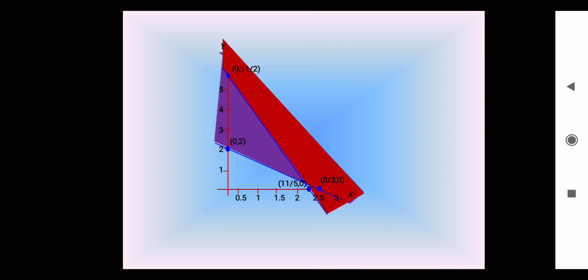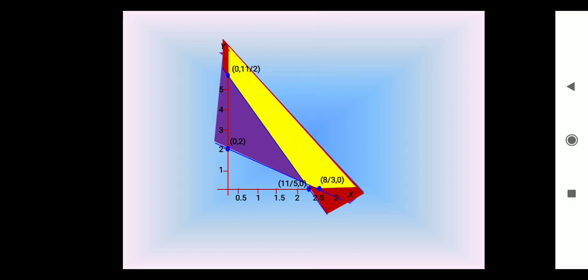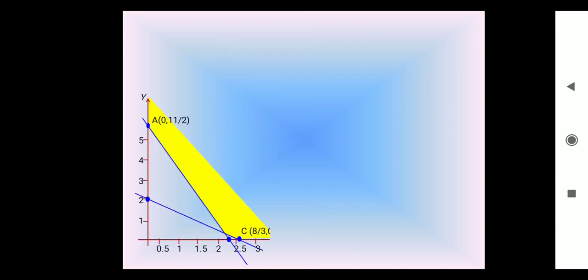Now we have to find the common region of these 2 shaded parts, that is, the yellow region shows the feasible region. Hence, we have to find the intersecting point by solving the equations of these 2 lines. The first equation is 3x + 4y = 8. The second equation is 5x + 2y = 11. On simplifying, we get x as 2 and y as 1/2. Therefore, B has coordinates (2, 1/2).